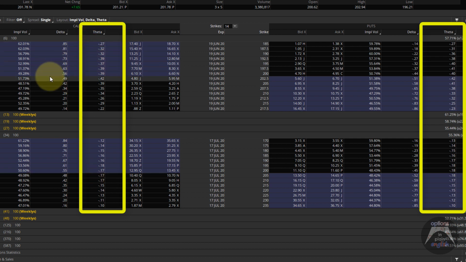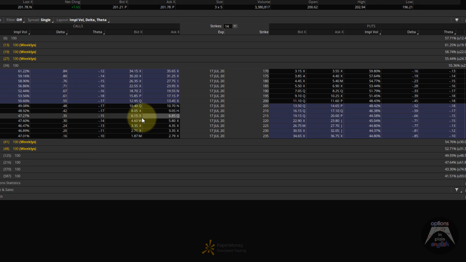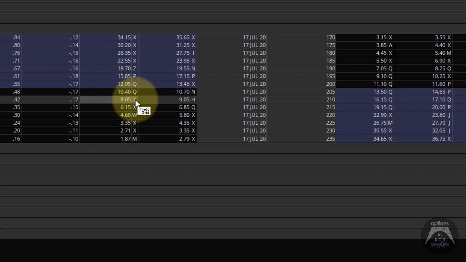But when you go very close to expiration, this number is going to be much higher. So it accelerates as you get closer to expiration. Now what we're going to do is focus on calls. I'm going to buy the 205 call, a single contract, and we'll see how this changes over time.